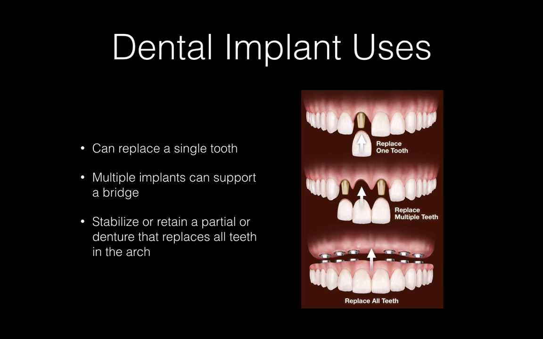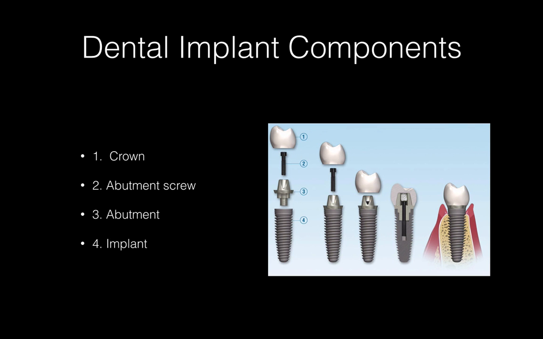implants can be used to replace a single missing tooth. Multiple implants can support a dental bridge, or they can be used to stabilize or retain a partial or denture that replaces all the teeth in an arch.